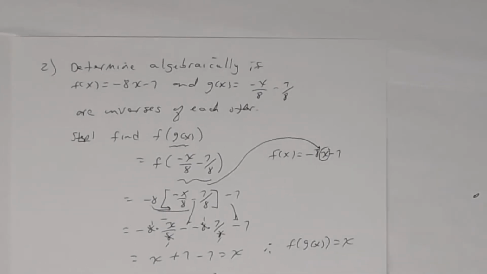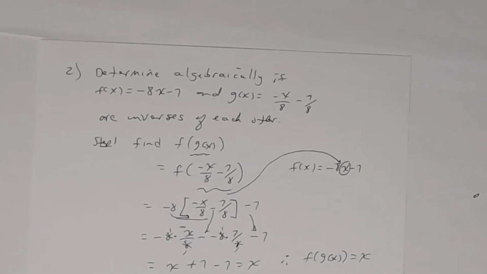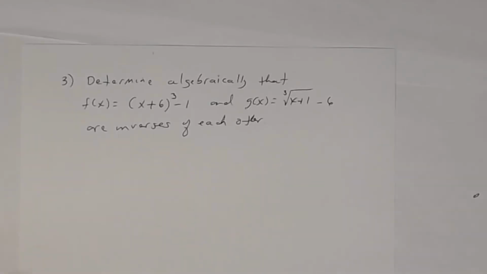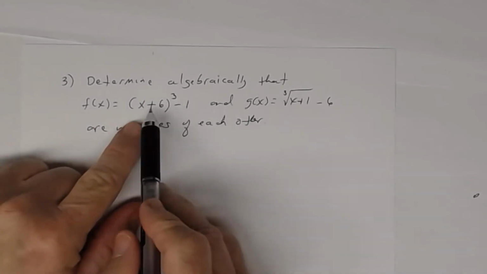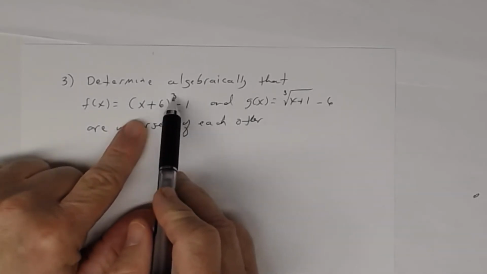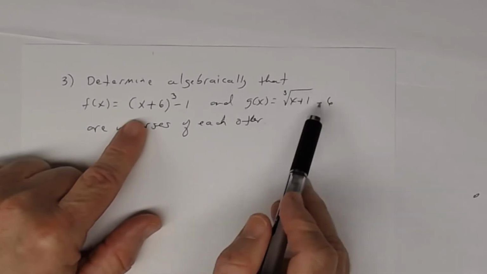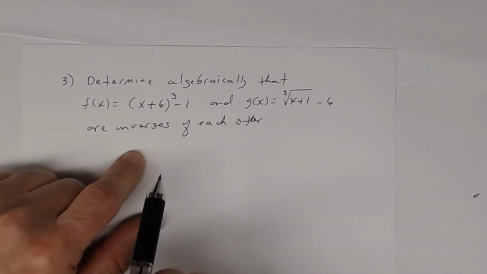Now, numbers 1 and 2, those were both linear functions. So those inverses were linear functions. Let's look at this one. Okay, so number 3, you want to determine algebraically that f of x, which is this cubic function, and g of x, which is a cube root function here, are inverses of each other.